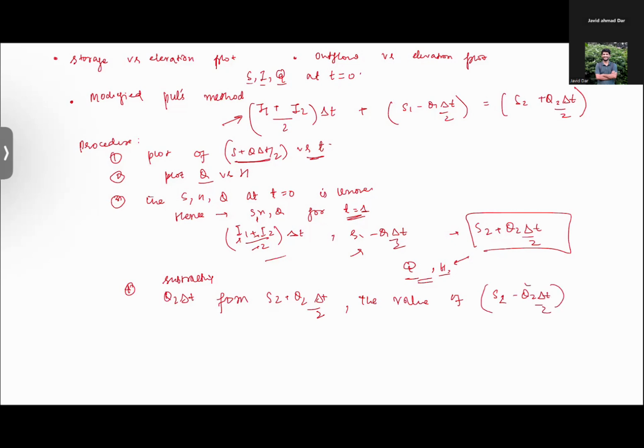So for the next time step, this will be S1 minus Q1 delta T upon 2. And then you need to repeat all these steps. In this way, you can get the outflow hydrograph. So any doubts on this one? Because next we are going to do a problem on this.